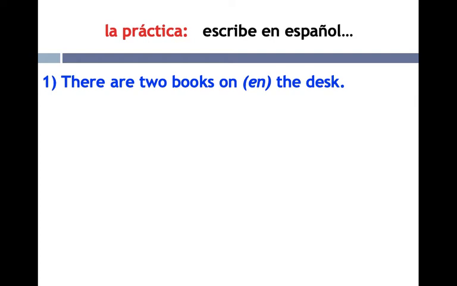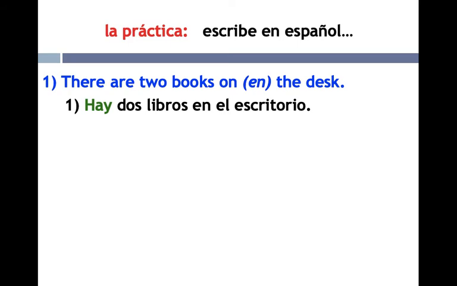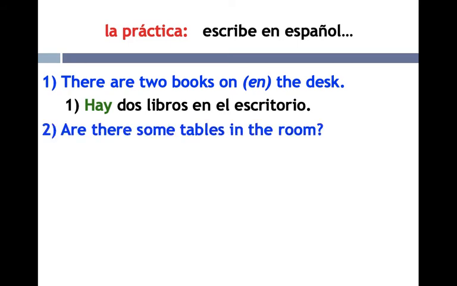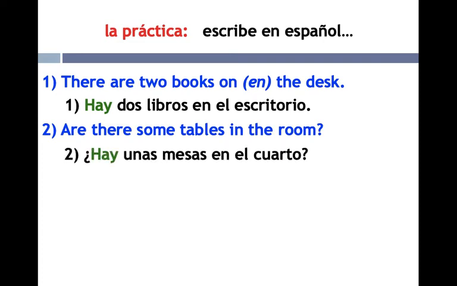Y ahora un poco más práctica. ¿Cómo se dice en español? Take a look at the frase. And how would you say that in Spanish? Uno, there are two books on the desk. Hay dos libros en el escritorio. Dos, are there some tables in the room? ¿Hay unas mesas en el cuarto?